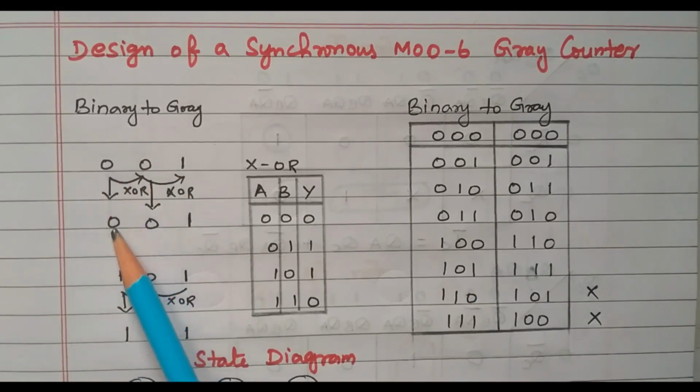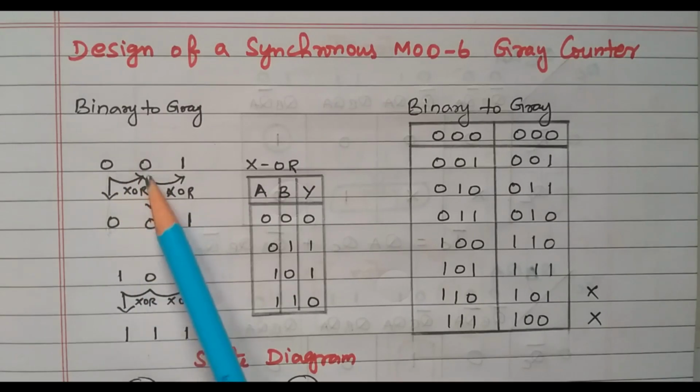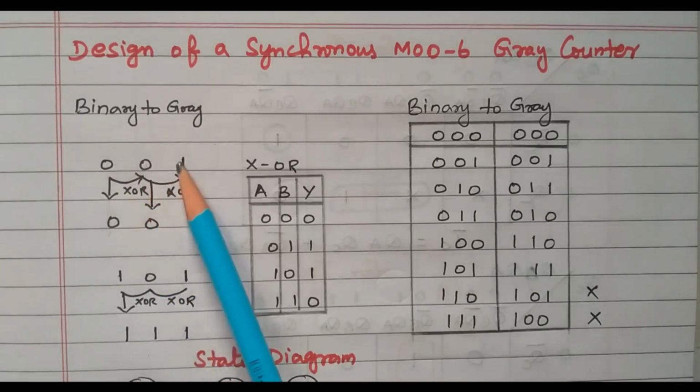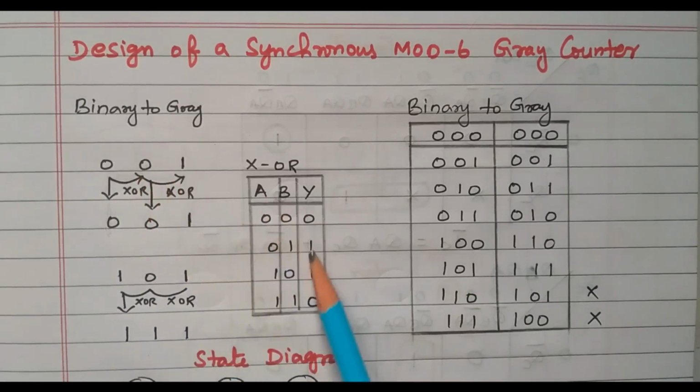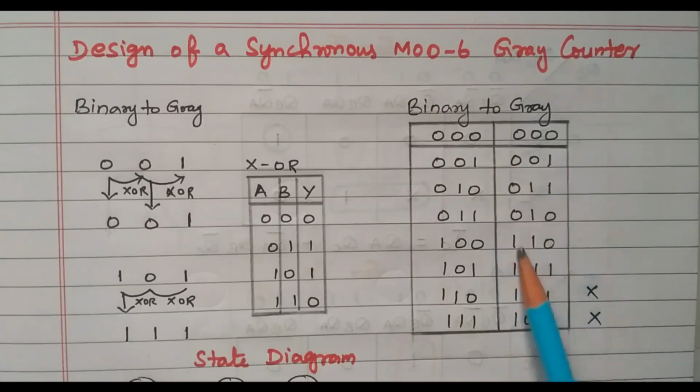The first digit is written as it is. The second digit is nothing but the XOR of the first and second. Both are equal, so 0 only. Again, second and third are different, so it will give 1 based on the tabular column. So based on that the binary number is converted into gray.